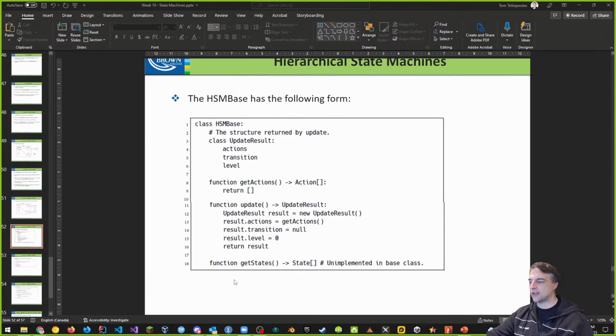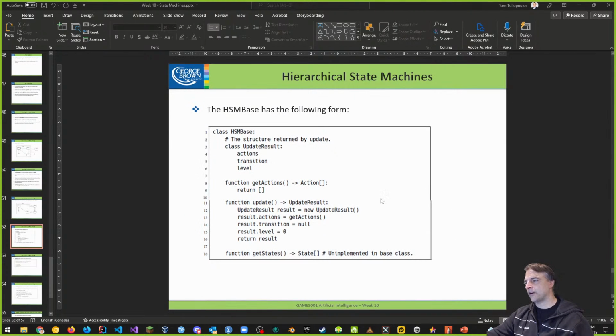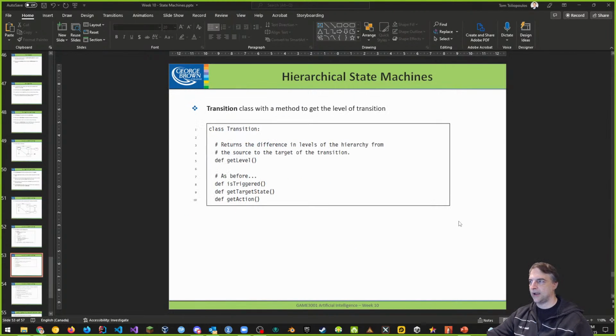We also have another function, get states, and what get states does is it returns an array of states. Again, we don't implement this in the base class because our base class is meant to be inherited. This might be more of an abstract class, and then a concrete class would inherit from this class to create a series of states. Again, this is very, very high level pseudocode.